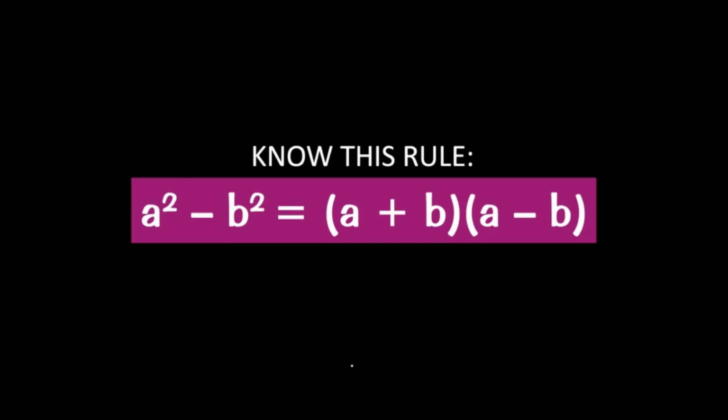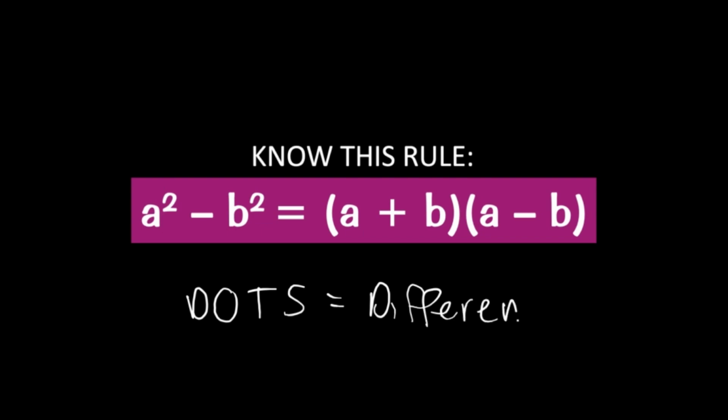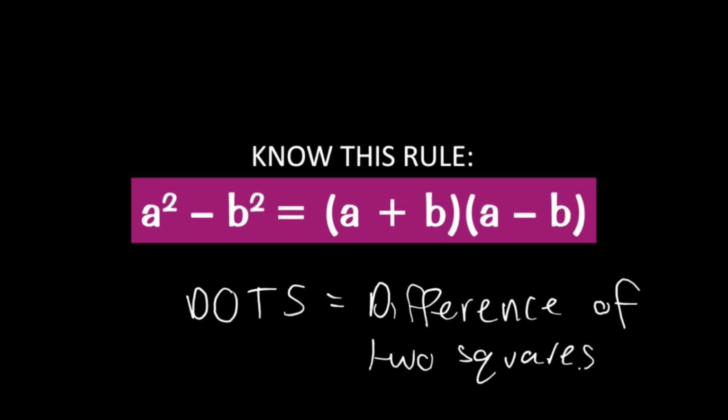So before we start answering these questions, you need to know this rule. This rule is known as DOTS, which stands for difference of two squares. So here is one squared and here is a second squared. The subtraction means the difference. So a squared minus b squared. What's the difference? That's what DOTS stands for.